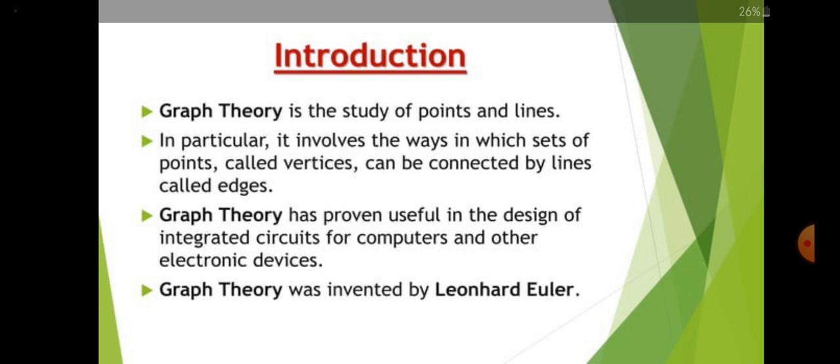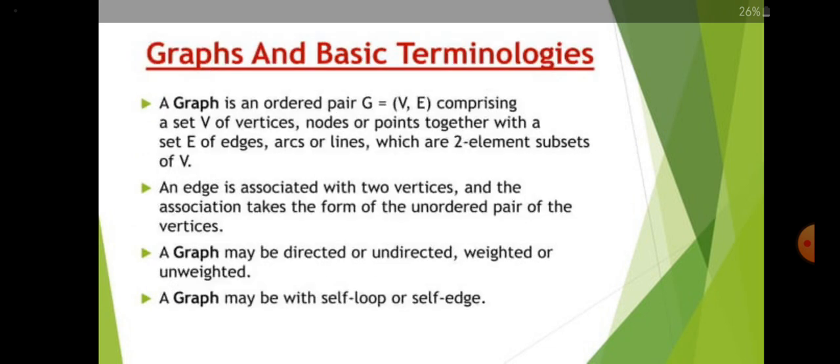Introduction. Graph theory is the study of points and lines. In particular, it involves the ways in which the set of points called vertices can be connected by the lines called edges. Graph theory has proven useful in the design of integrated circuits of computers and other electronic devices. Graph theory was invented by Leonhard Euler.